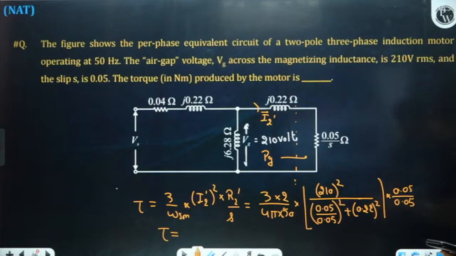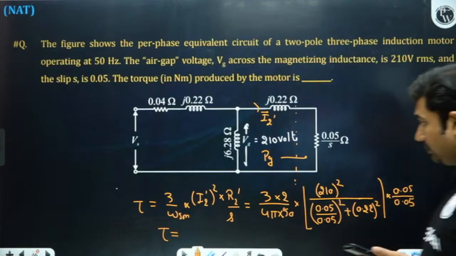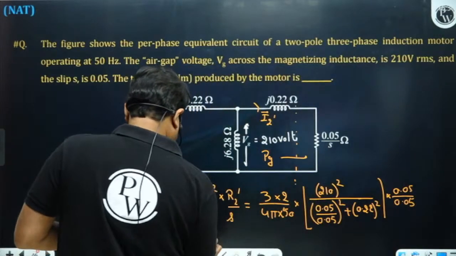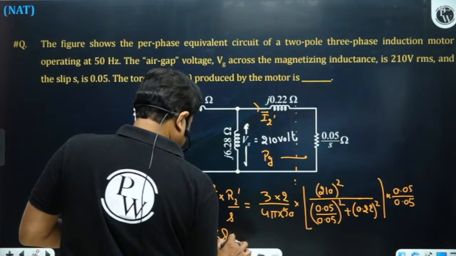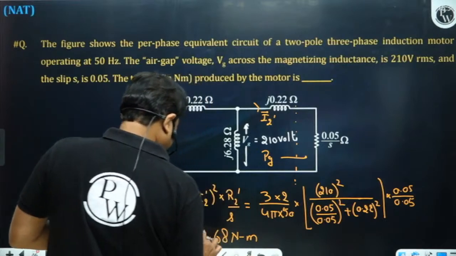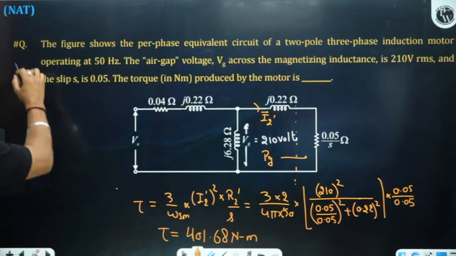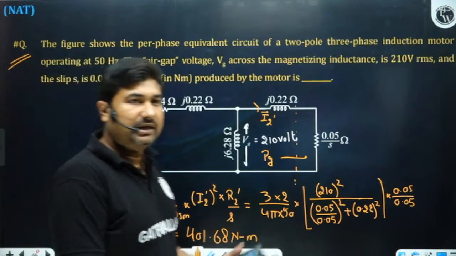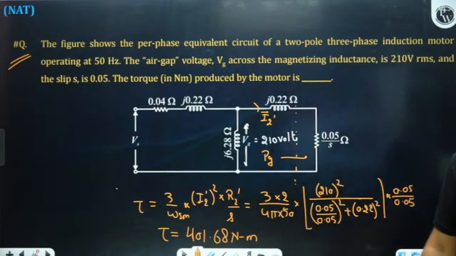So 1 plus 0.22 square, 210 square divided by answer, multiplied by 1 into 6 by 4 by 50, gives 401.68 Newton meter. So easy. You can easily do this kind of question. Directly you need to put it onto the calculator.